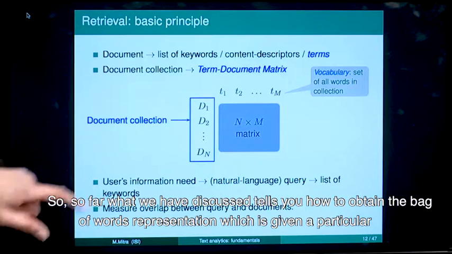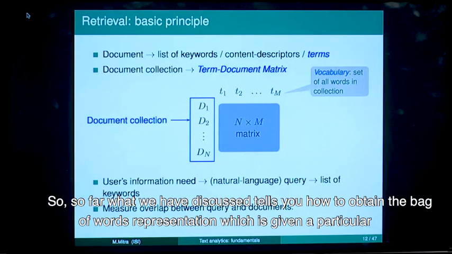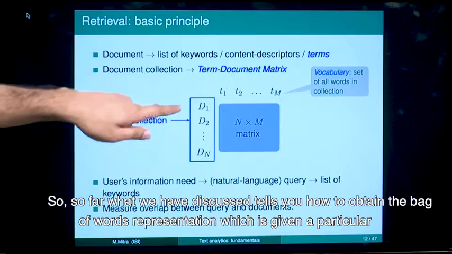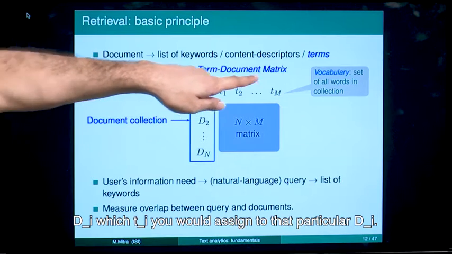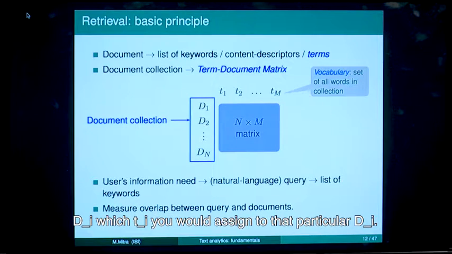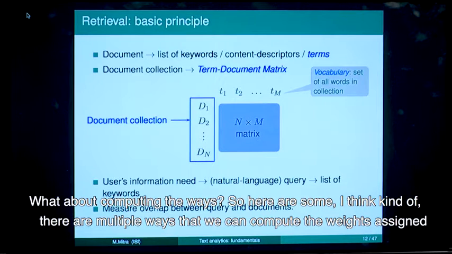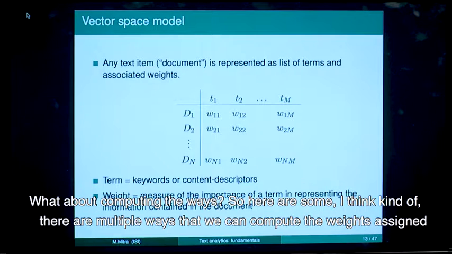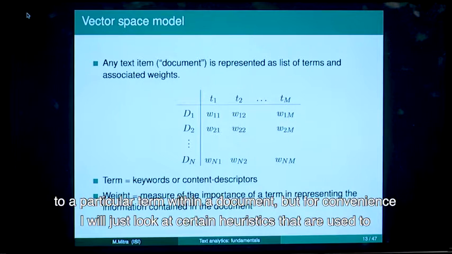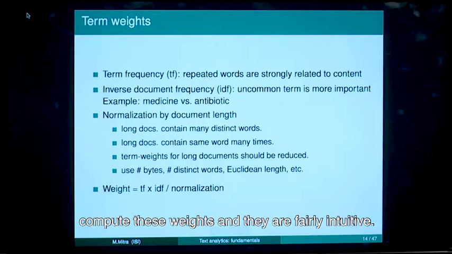So far what we have discussed tells you how to obtain the bag of words representation, which is, given a particular Di, which Ti's you would assign to that particular Di. What about computing the weights? There are multiple ways that we can compute the weights assigned to a particular term within a document, but for convenience I will just look at certain heuristics that are used to compute these weights, and they are fairly intuitive.